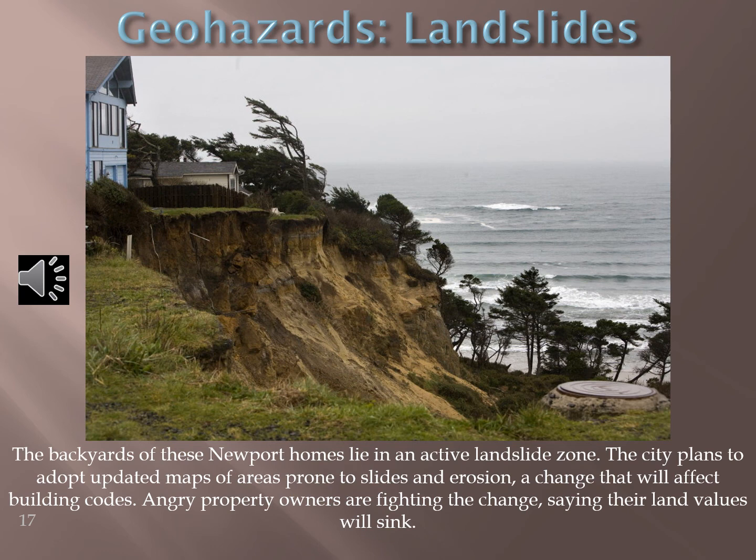Landslides in the Newport area have caused the destruction of homes and property values. As a result, the city of Newport has installed restrictions concerning building on bluffs overlooking the ocean. The backyards of these Newport homes lie in an active landslide zone. The city plans to adopt updated maps of areas prone to slides and erosion, a change that will affect building codes. Angry property owners are fighting the change, saying their land values will sink. Well, duh.